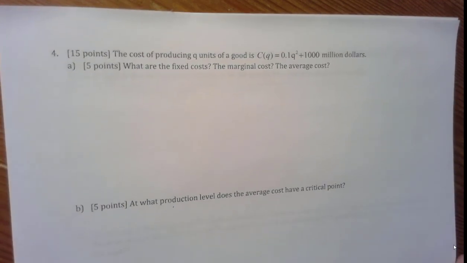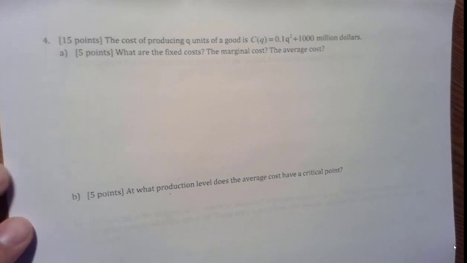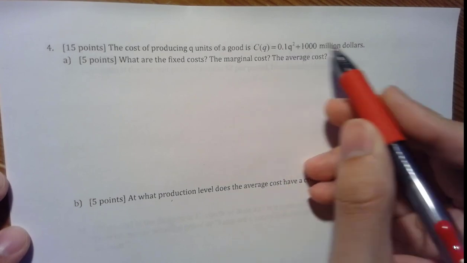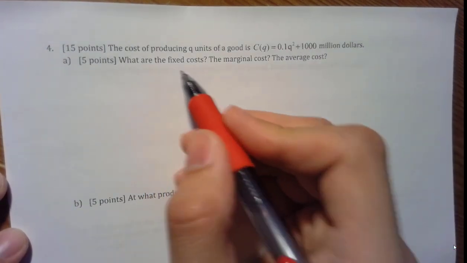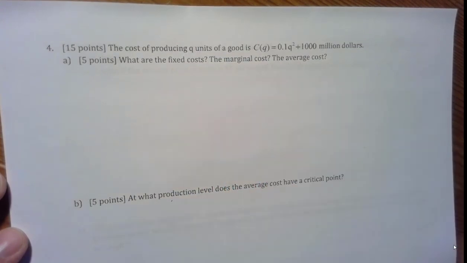Okay, the next question, 4. Question 4 says the cost of producing Q units of a good is given by the cost function. This is a cost again. Now they ask you what are the fixed cost, the marginal cost, and the average cost.